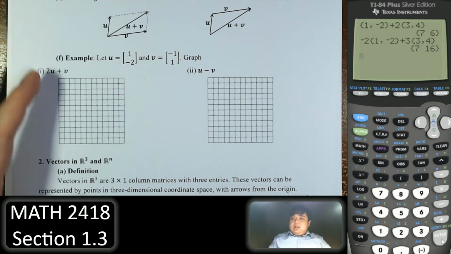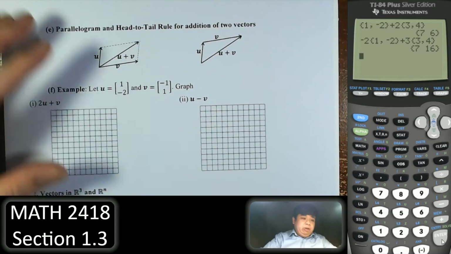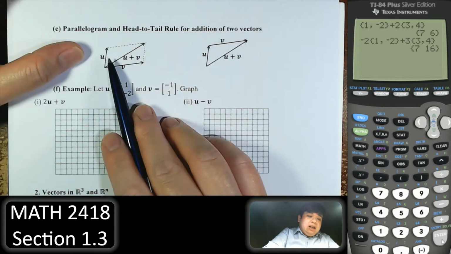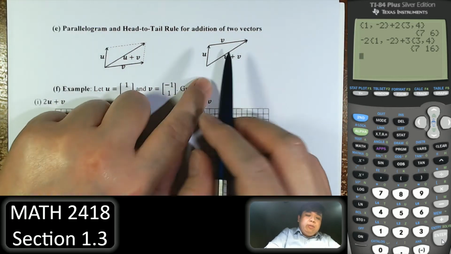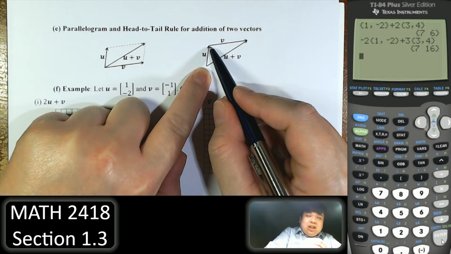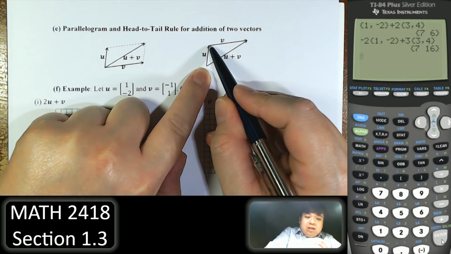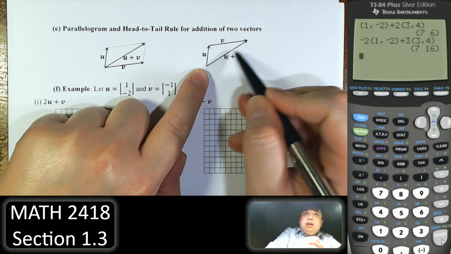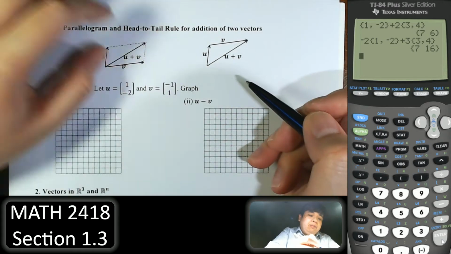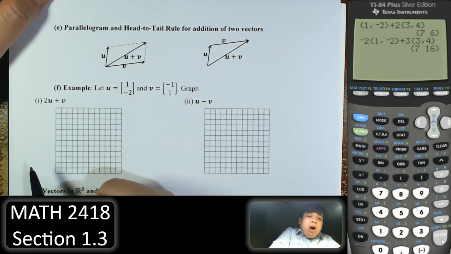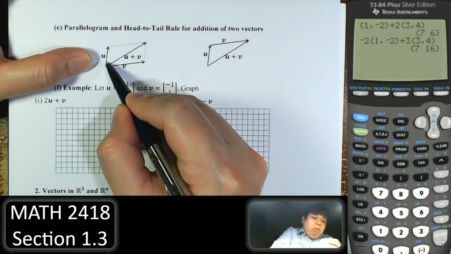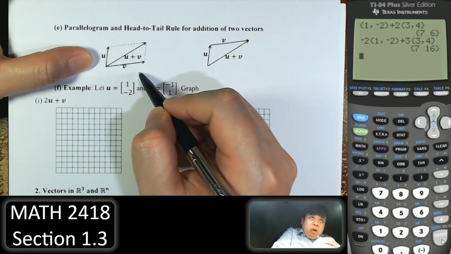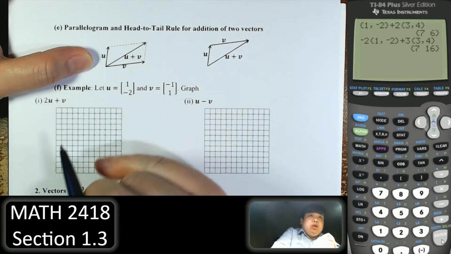And this is just a review. Geometrically, when we add vectors, we can use the head-to-tail rule, meaning we stack the tail of the second vector on the head of the first vector. So we go from u to v, and the sum of u and v is this vector. Or we can use a parallelogram. We put both vectors with the tail end at the same point and draw a parallelogram. The diagonal is the sum of the 2 vectors.